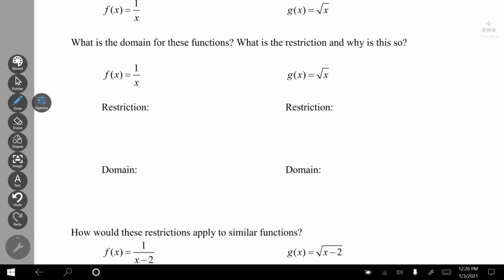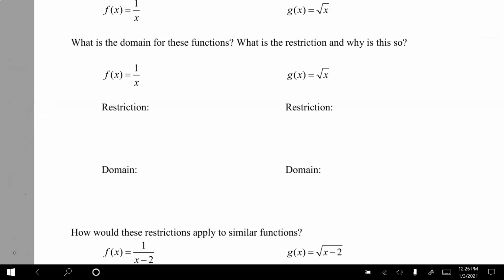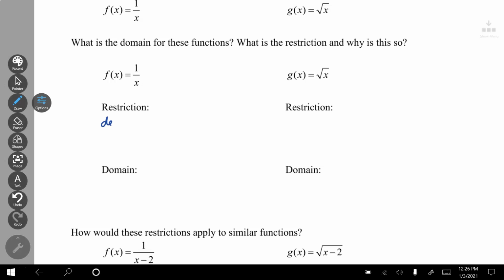So again, let's look at these two functions. Let's first look at 1 over x. So what is the domain for this function? What's my restriction? Well, my restriction is the denominator can never equal 0. We talked about this earlier. If you go to your calculator and type in any number divided by 0, your calculator is not going to like it. It's going to send out an error message. So what's in my denominator? So in this case, x cannot equal 0. Well, that's terrible.